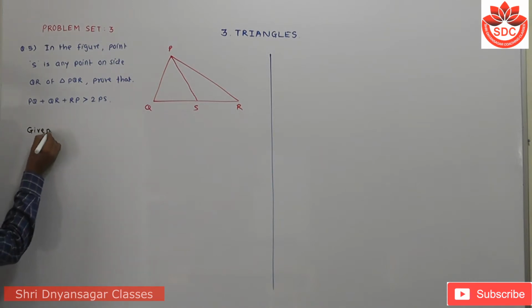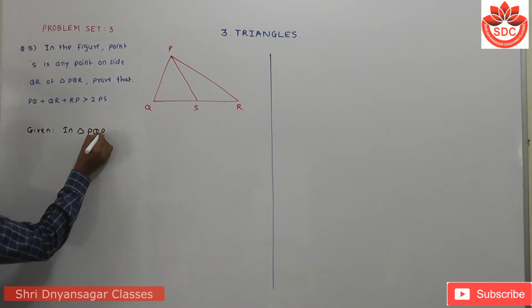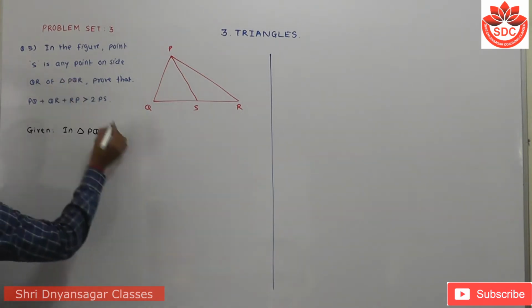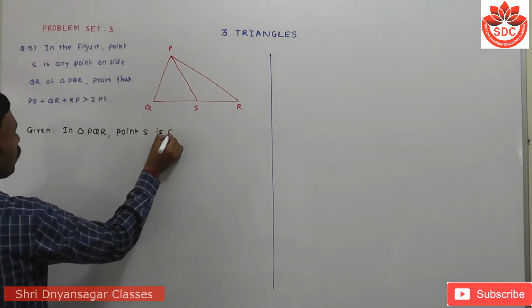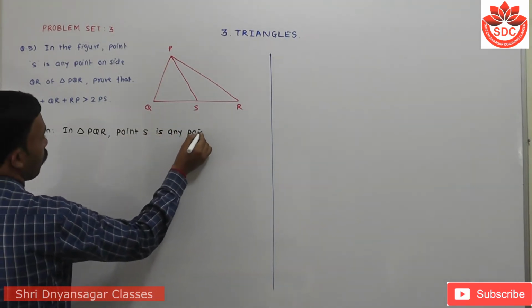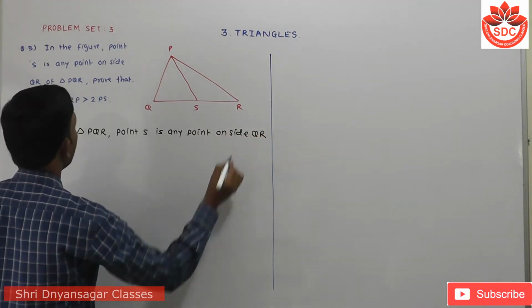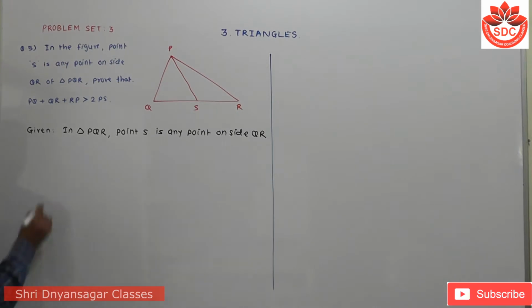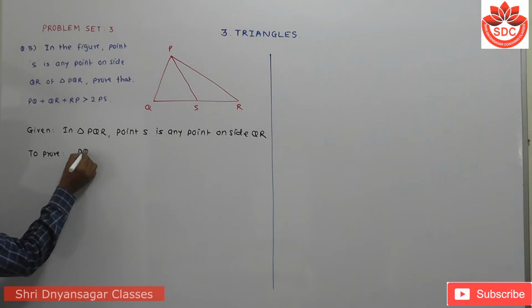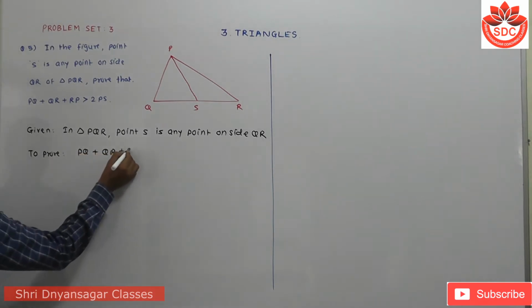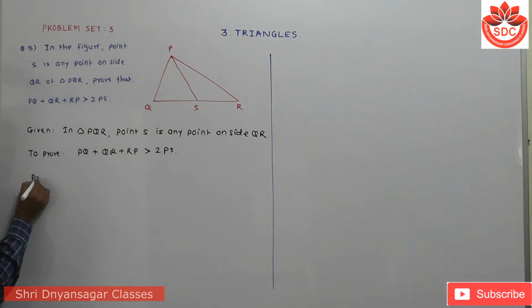Now I will write, it's given: in triangle PQR, point S is any point on side QR. Then to prove is that the sum, this means that PQ plus QR plus RP is greater than twice PS. For this, it's proved so simple.